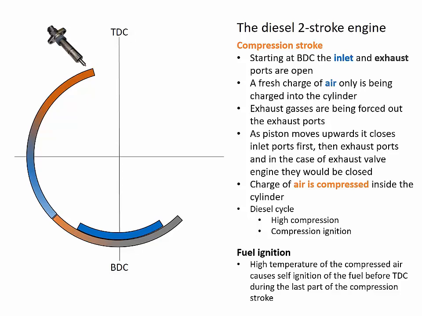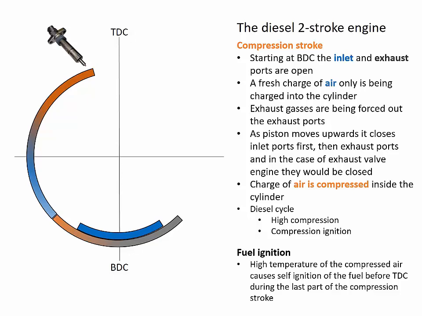So starting at bottom dead center, the inlet and the exhaust ports are open at the same time. This is the scavenging period previously mentioned. A fresh charge of air is being forced into the cylinder either by a supercharger or by a turbocharger. At the same time, the exhaust gases are being forced out of the engine through the exhaust ports. So this would be the loop scavenging or the cross-flow scavenging taking place.